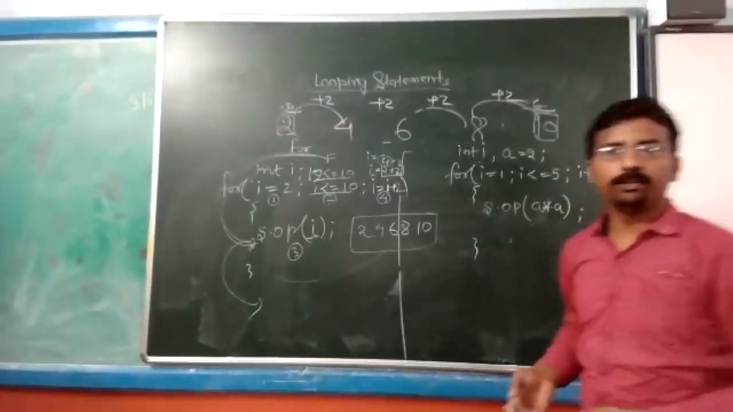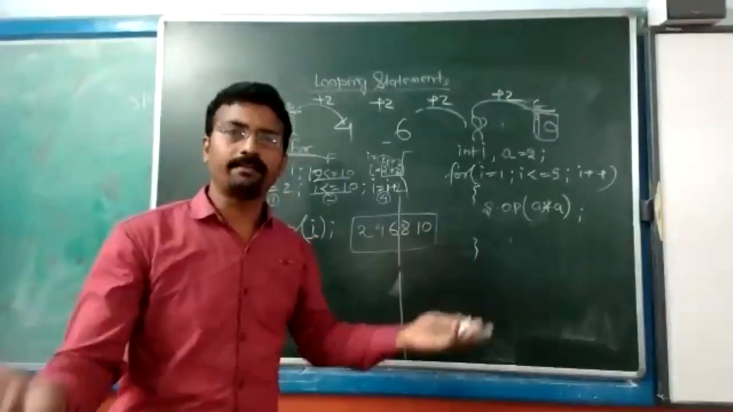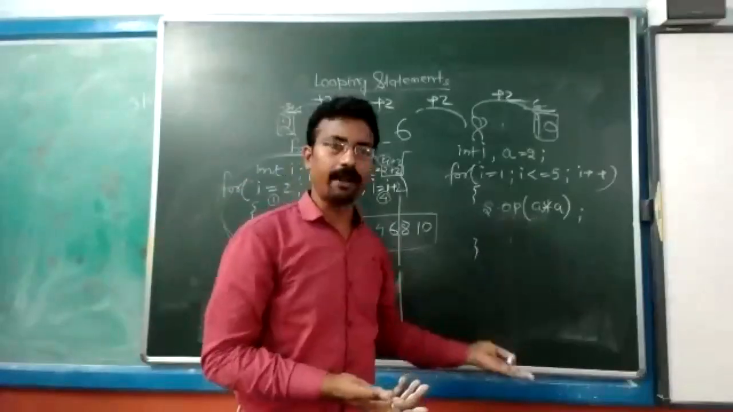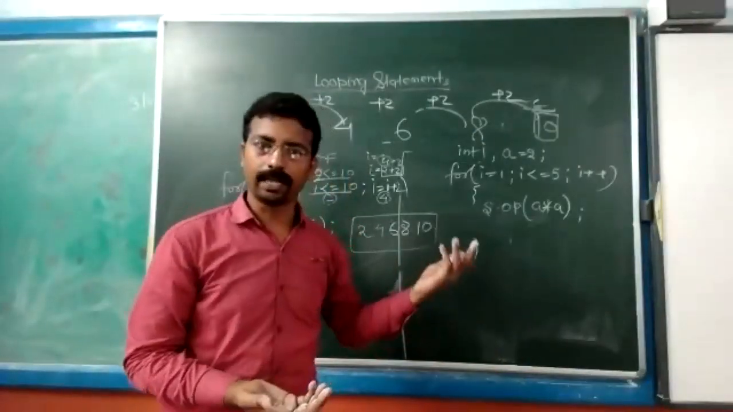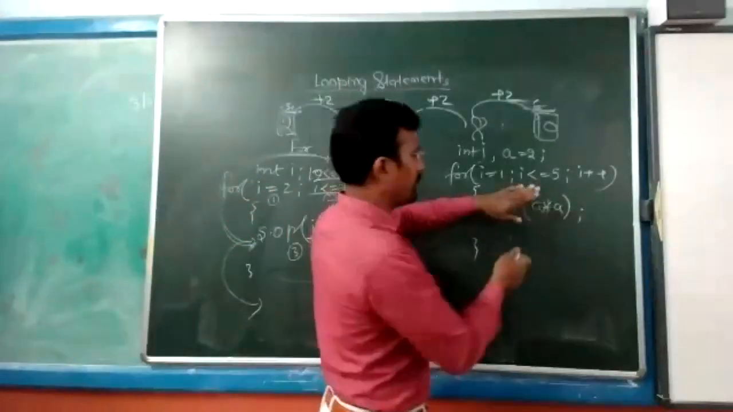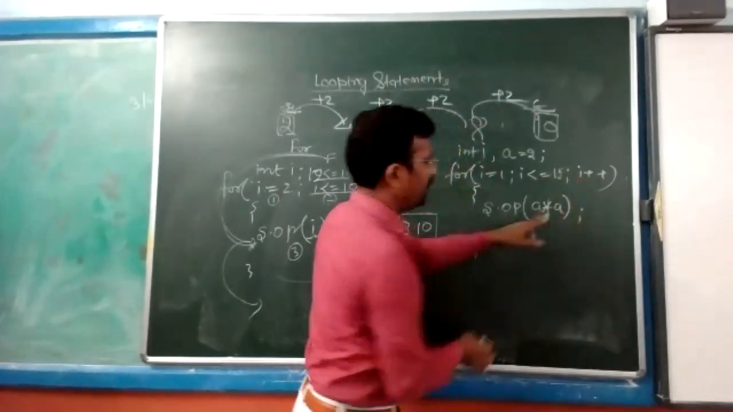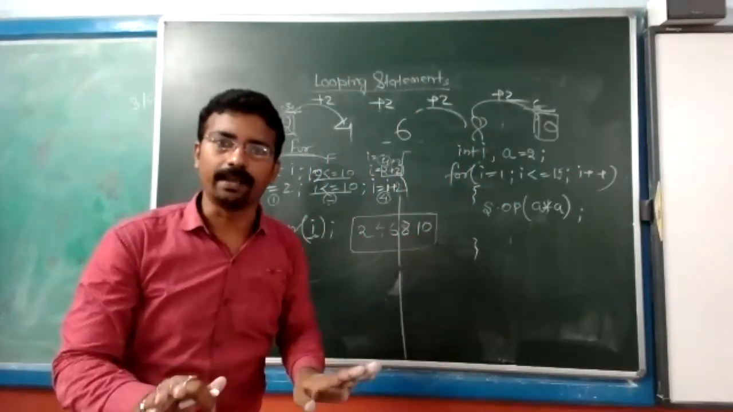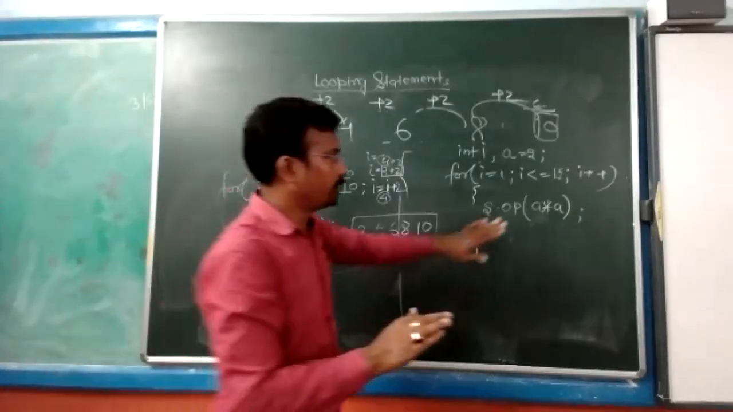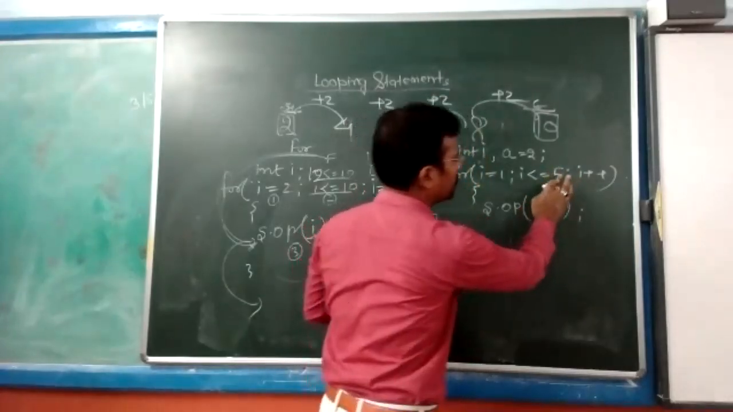Then what will be printed? You tell. Obviously, a into a, 5 times. That is 4. 2 into 2, 4 will be printed 5 times, 4, 4, 4, 4, 4, like that. Same way, see here, with the minor change. How many times will it be printed? 15 times. Confirm now? Now you are able to guess with the related loop what the result is going to be.